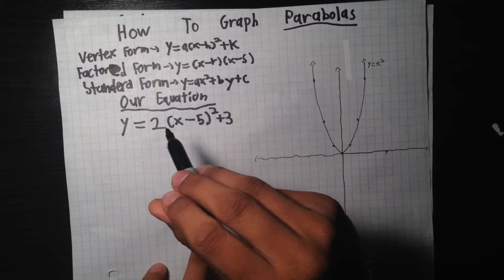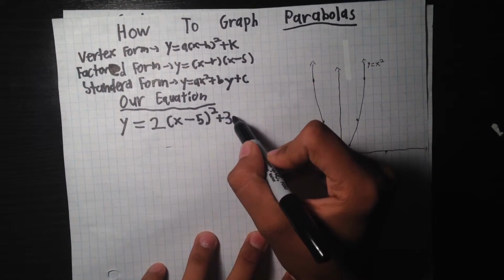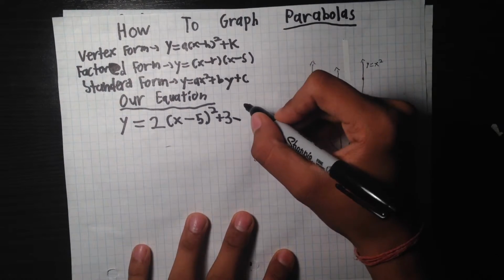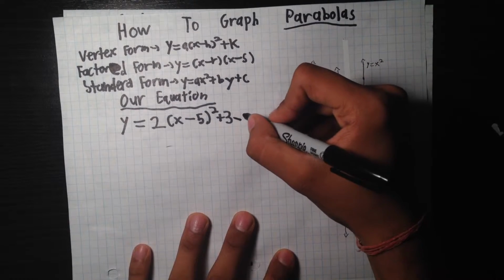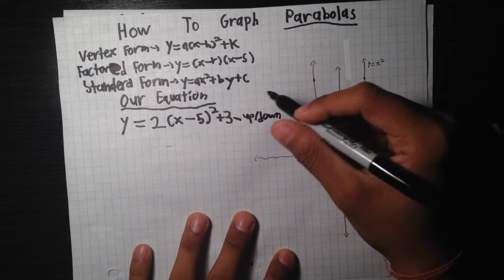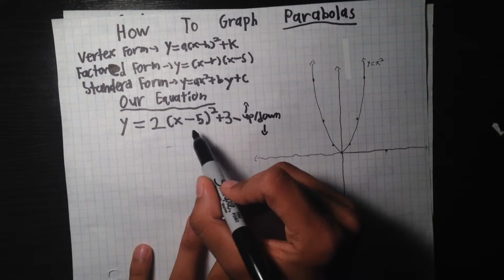So what we can tell from our vertex form is that there are a lot of graphing components that we can take from it. So in this example, the 3, which is the k value, determines whether our parabola will go up or down. And that all depends on whether it's plus or minus. Plus goes up and minus goes down.